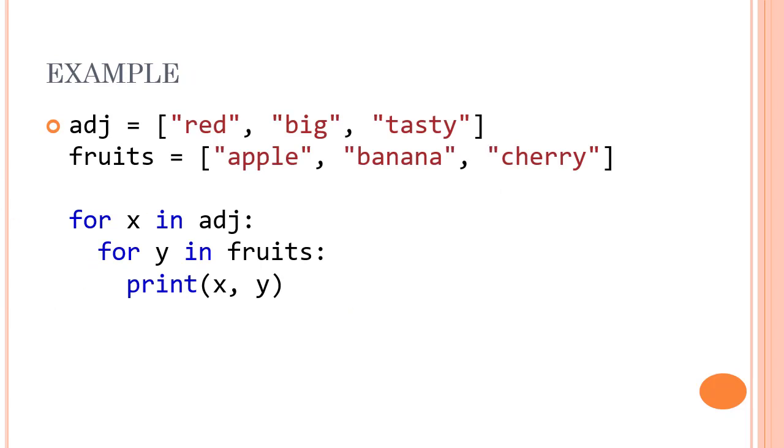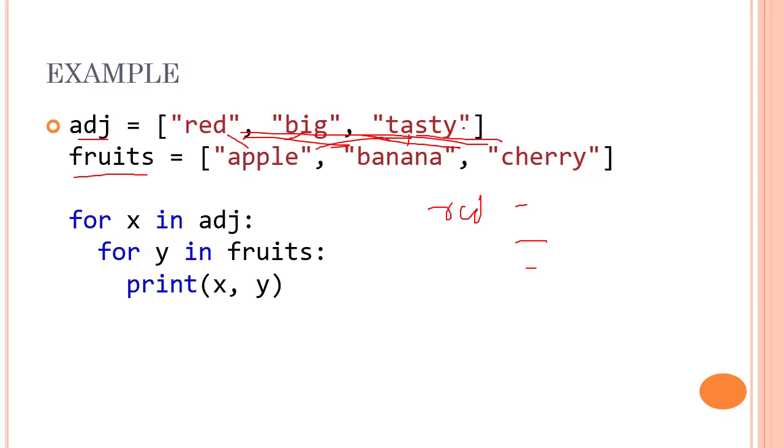Now this is one of the examples of nested loops. I have two objects, one is adjectives: red, big, tasty, and then fruits, one more list, another object. So what I have done is: for x in adj, for y in fruits, print x, y. So it will be red, then apple, banana, cherry. So red apple, red banana, red cherry. So it will be for all the three things. Same thing for big. It will be big apple, big banana, big cherry, then tasty apple, tasty banana, tasty cherry.